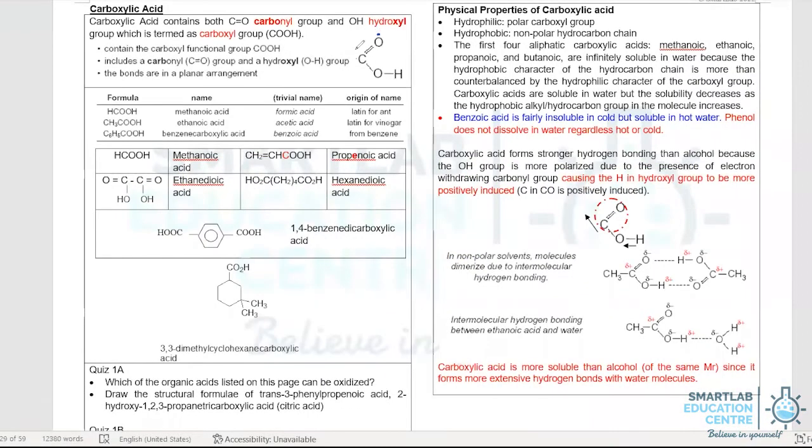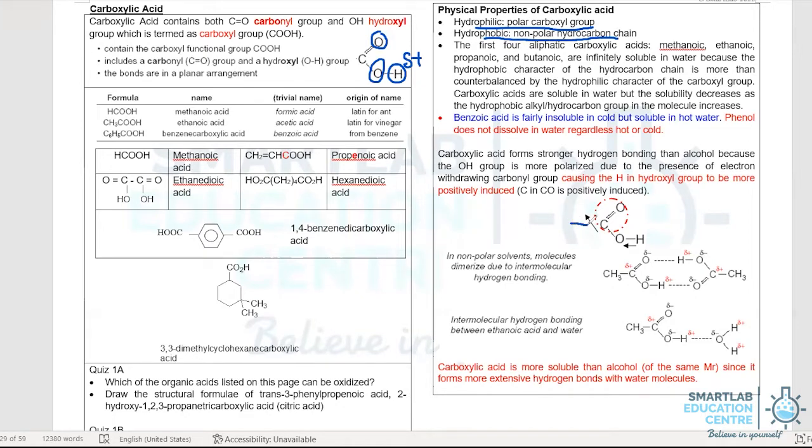Carboxylic acid contains the carbonyl group and the hydroxyl group, and collectively they are termed the carboxyl group. With these structures, we know that the hydrogen atom is protonic or electron deficient, and it has two oxygens with lone pair electrons that could be engaged in intermolecular hydrogen bonding. For physical properties, we have to take note that the polar carboxyl group is hydrophilic, while the hydrocarbon chain is hydrophobic since it is non-polar.